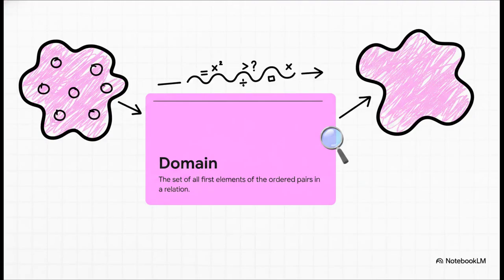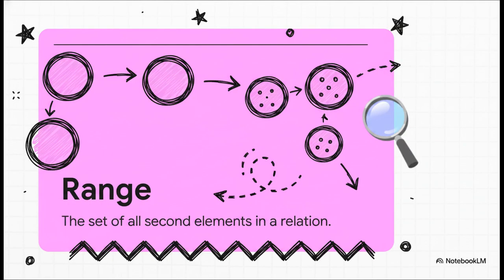Let's do some rapid-fire anatomy of a mathematical relation, starting with the domain. When you have a subset of pairs connected by a specific rule, like is the square of or is greater than, the domain is simply the set of all your starting inputs. It's the complete list of all the first elements in your ordered pairs. Next up, we have the range. If the domain is your starting point, the range represents all the resulting outputs. It's the set of all the second elements in a relation that actually get linked to a first element. These are the destinations that are truly reached.